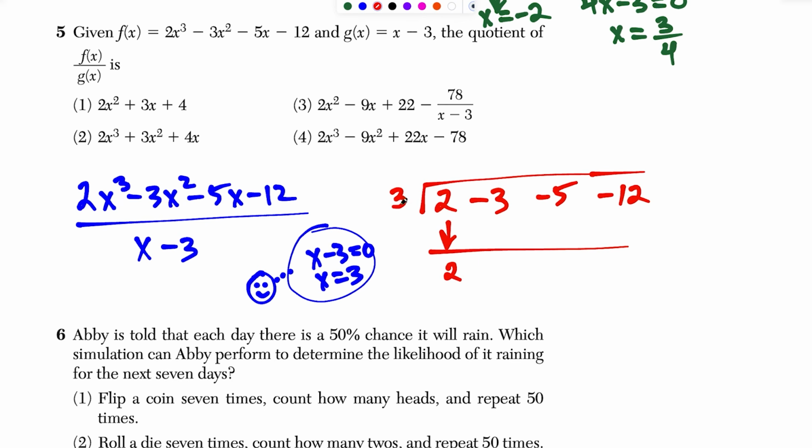We carry down the 2, and we do 3 times 2 is 6, and then we add negative 3 plus 6 is positive 3. Then we do 3 times 3 is 9, and then negative 5 plus 9 is 4. And then we have 3 times 4 is 12, and negative 12 plus 12 is 0. So this tells us that we have no remainder, and when we actually do the division here, what we're going to wind up with is 2x to the second power, plus 3x, and then plus 4 at the end. Okay, so this is going to divide nicely here, nice and even. And let's scan the answer choices. This is going to match up with choice 1.